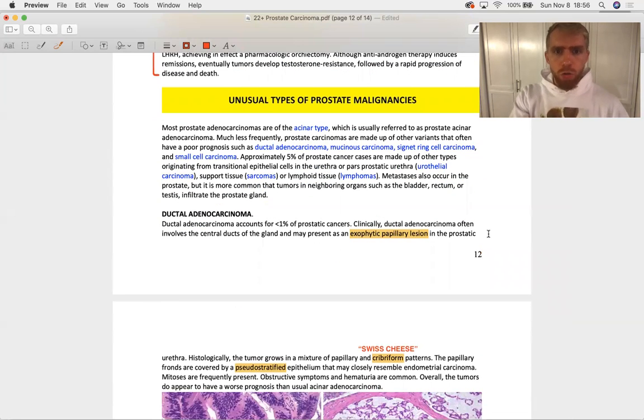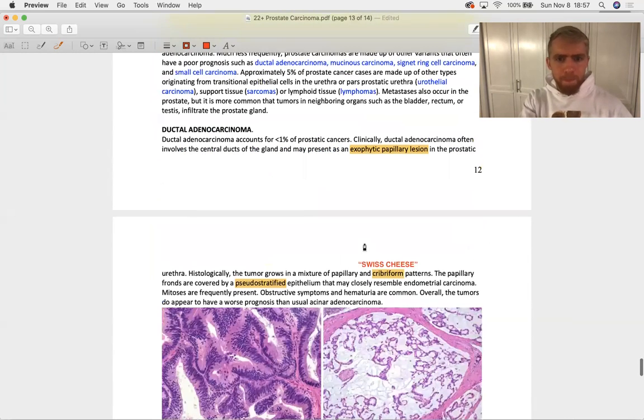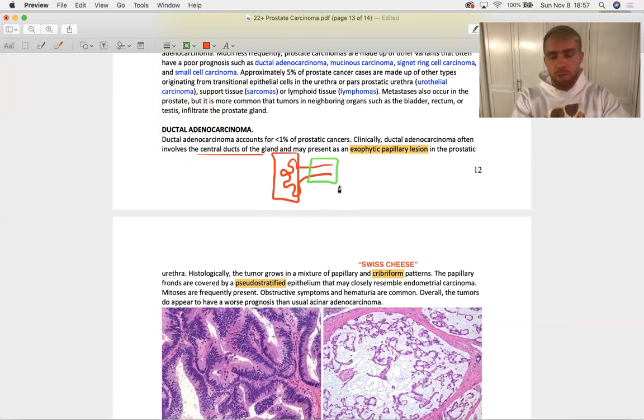So a final section, unusual types of prostate malignancies. I really hope that we get thrown a question on this because they're very easy. Ductal adenocarcinoma involves the central ducts of the glands. So these are branched glands, right? You've got multiple terminal acini feeding into a duct, just as you do in your pancreas. Run-of-the-mill prostate cancer starts off down here in the terminal cells, but a ductal adenocarcinoma is when one of these ductal cells pops up and starts getting cancerous. And remember, the ductal cell is the chief neoplastic cell in the pancreas.